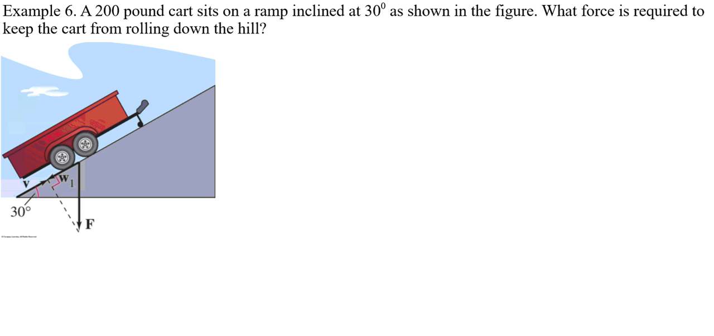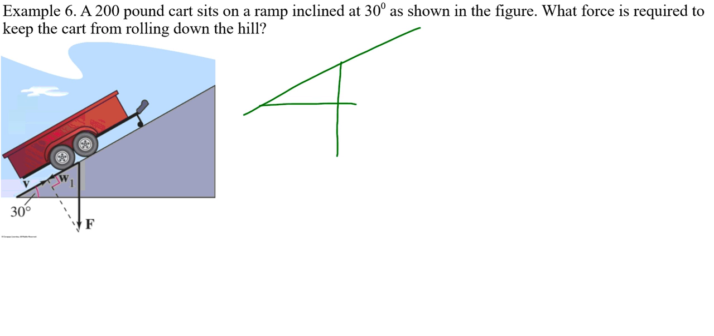So this is another one of these little problems, kind of like that boat problem that we had looked at last week. A 200-pound cart sits on a ramp inclined at 30 degrees, as shown in the figure. What force is required to keep the cart from rolling down the hill is kind of what's happening. And I like to draw it without the cart just so that it's a little easier for me to see. We've got these things happening.